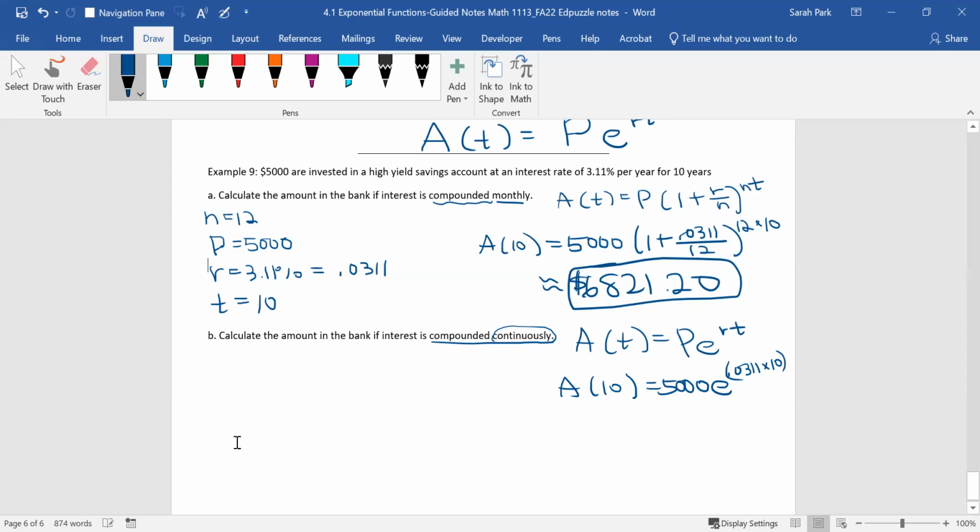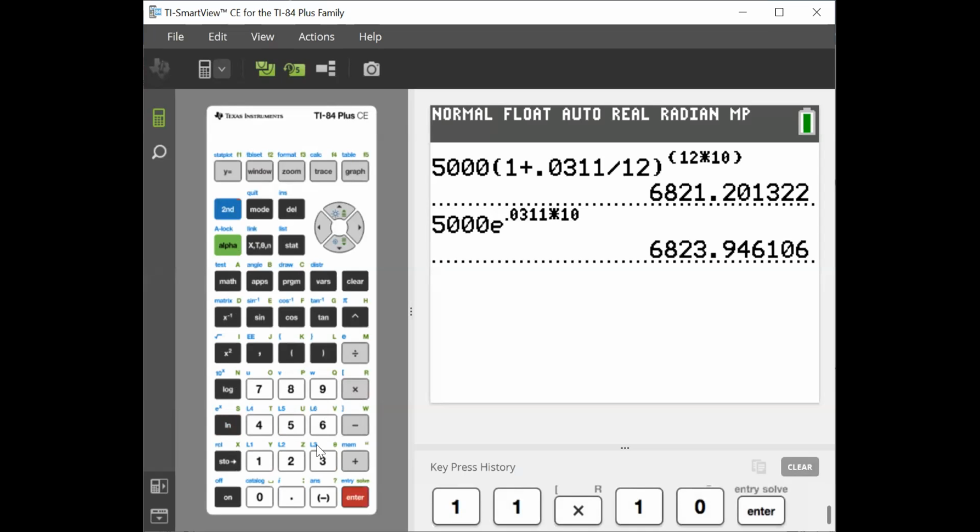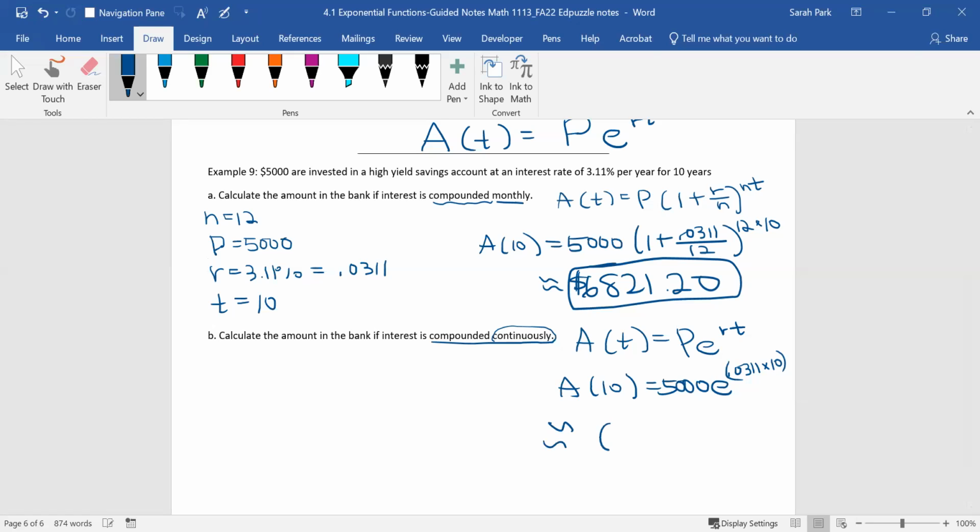Okay, let's put that in our calculator. Okay, we have 5,000. Your e button is above your LN button. We get, what was it again, 0.0311 times 10. We get $6,823.95. It's a little more because compounding continuously is a lot more often than monthly. Okay, so it's about $6,823.95.